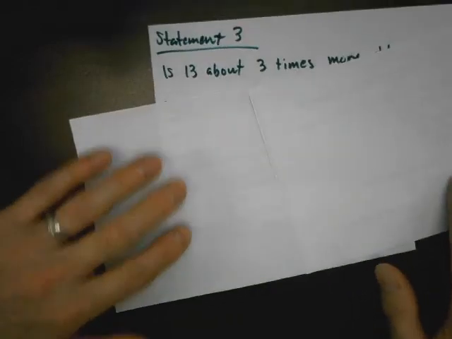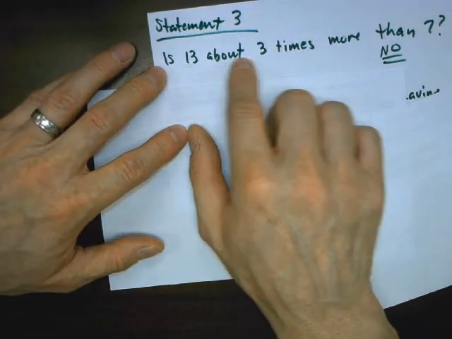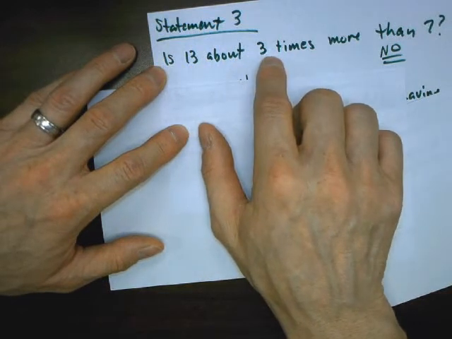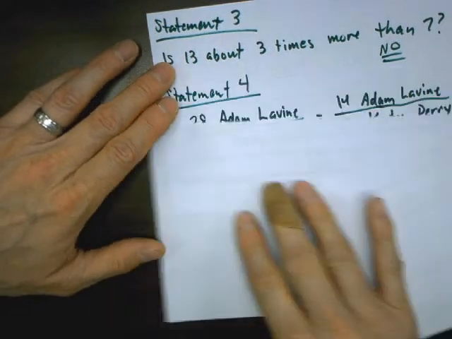Statement 3 says there are 3 times as many teachers who prefer Katy Perry over Stevie Wonder. Well, there are 13 who prefer Katy Perry and 7 who prefer Stevie Wonder. And 7 times 3 is not about 13, so that's not true.